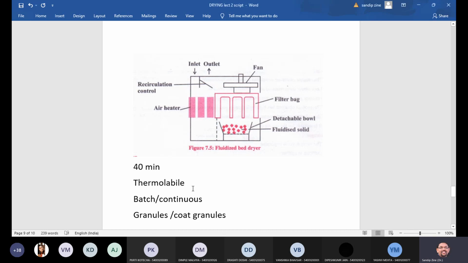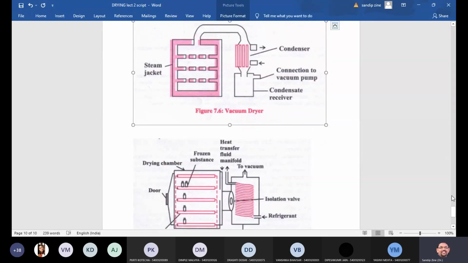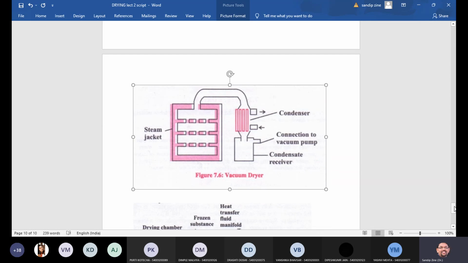Then we will talk about the next dryer, that is the vacuum dryer. Isn't it? So this is a vacuum dryer.